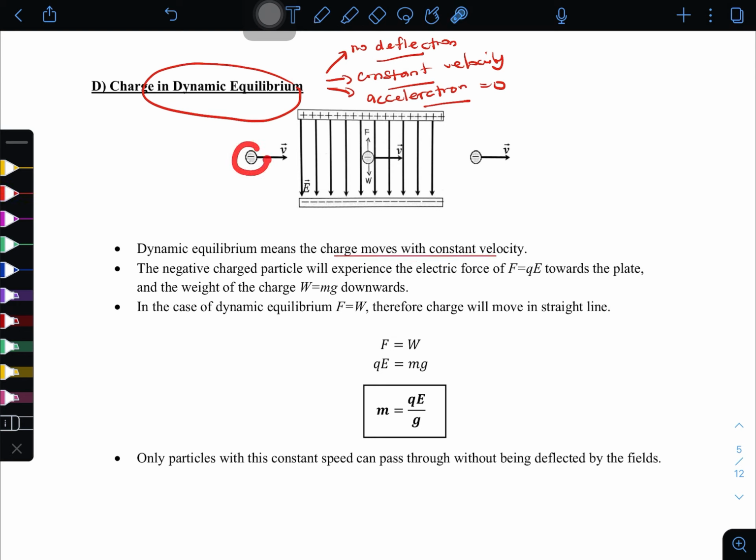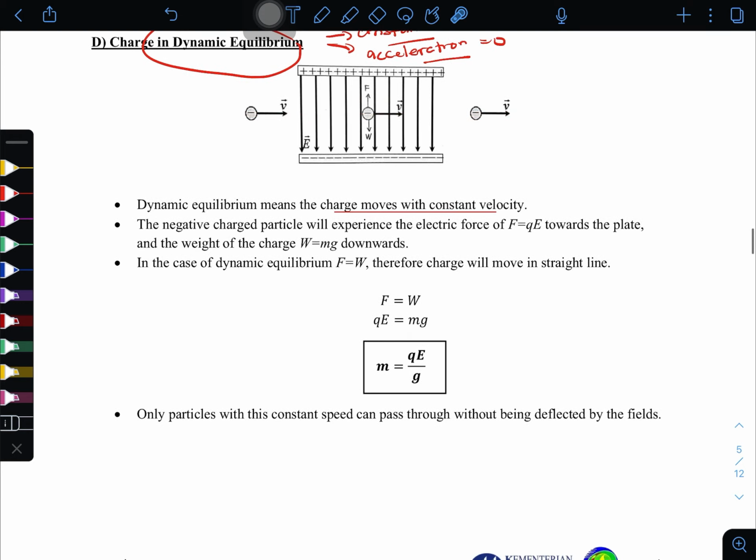Maksudnya, kita ada satu charge dekat sini, dia masuk. So negative charge, sepatutnya negative akan attracted to the positive plate. But charge kita tak attract membentuk parabolic path. Dia bergerak constant je velocity dia, dia masuk, negatif, dia masuk, dan dia terus keluar. Dia tak deflect. Okay? So, dia tak deflect, so kita panggil dia sebagai dynamic equilibrium. Right? Dan dia bergerak at a constant velocity.